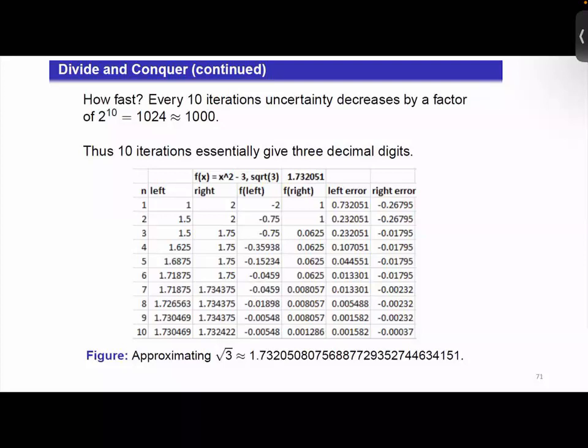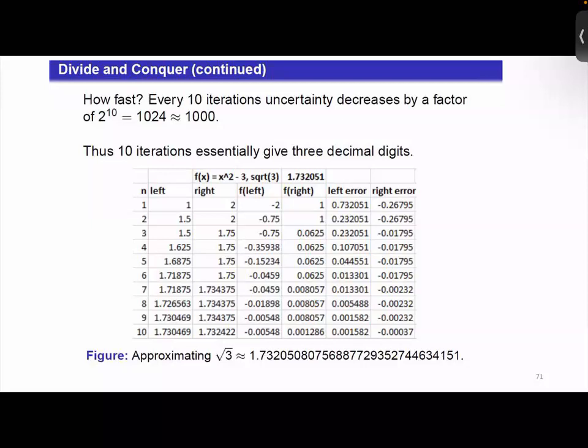I look at f of 1.75. That's going to be positive. So the root is somewhere between 1.5 and 1.75. And so after 10 iterations, I have that the square root of 3 is somewhere between roughly 1.730 and 1.7324. And so my value of square root of 3 is in that region. The problem is this is slow.